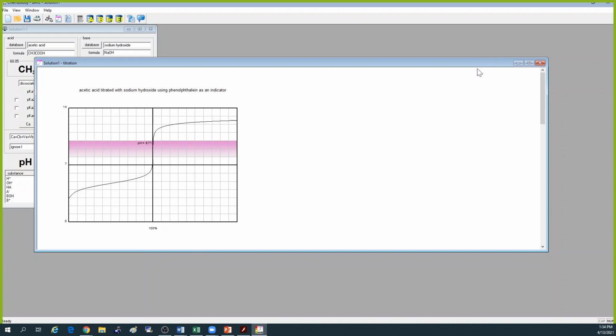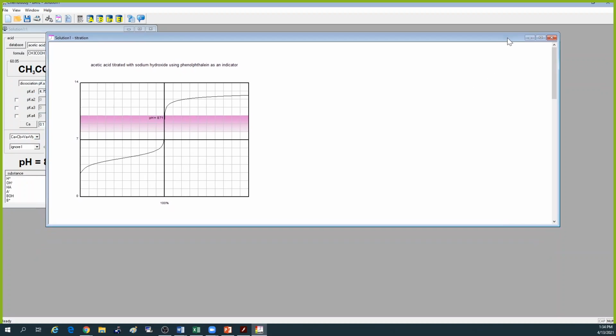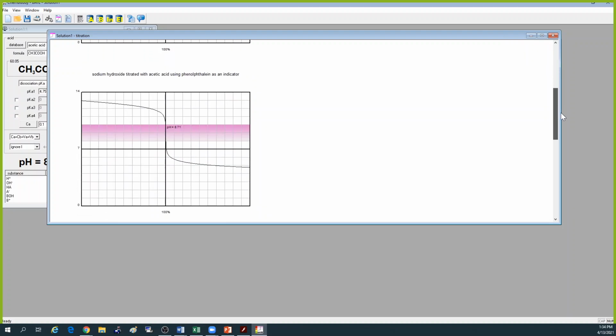Here's another cool thing. I'm going to scroll down for a moment. I want to see if you can see the difference between this curve and the one I'm going to show. How is this curve different than the first one? Can you tell? Same equivalence point. It's going from more basic to acidic.